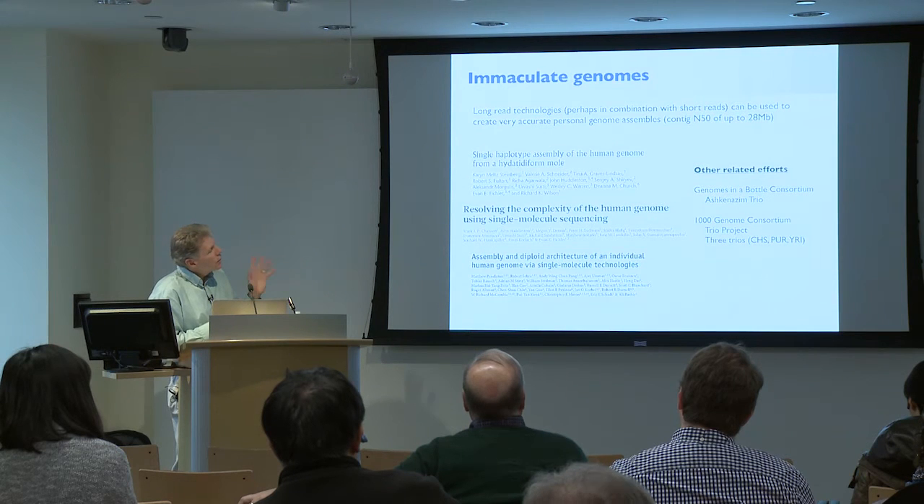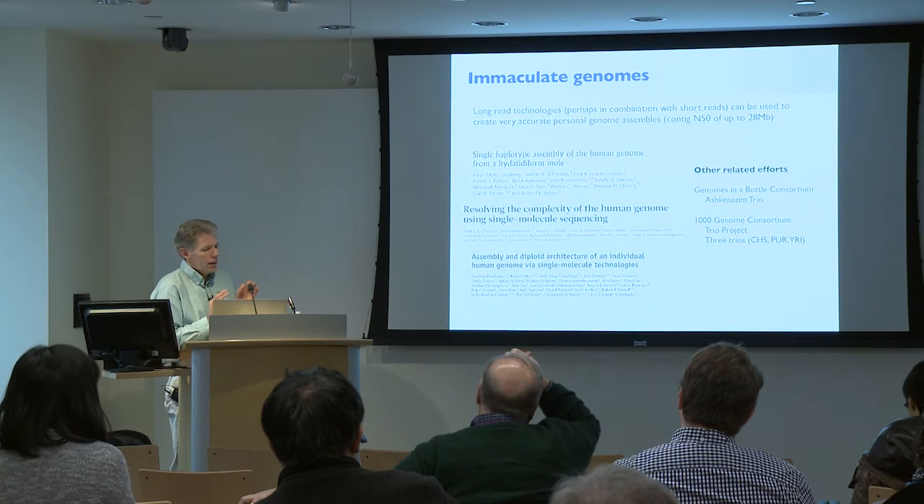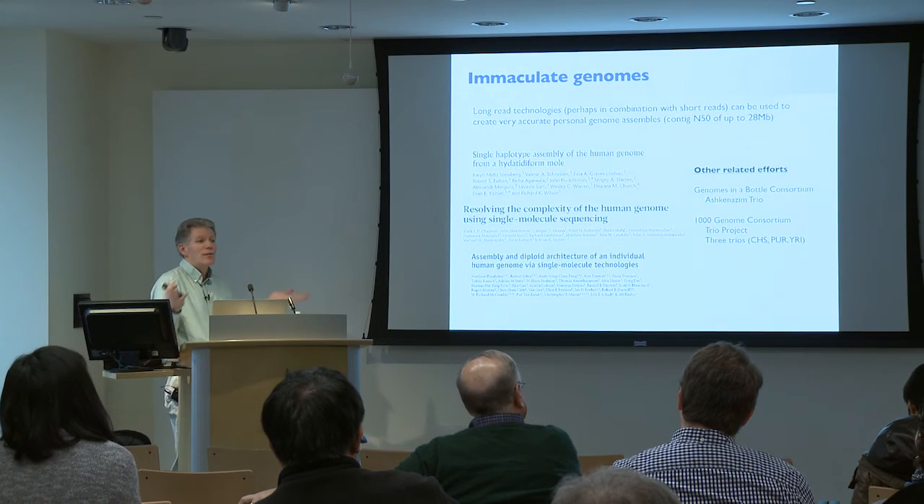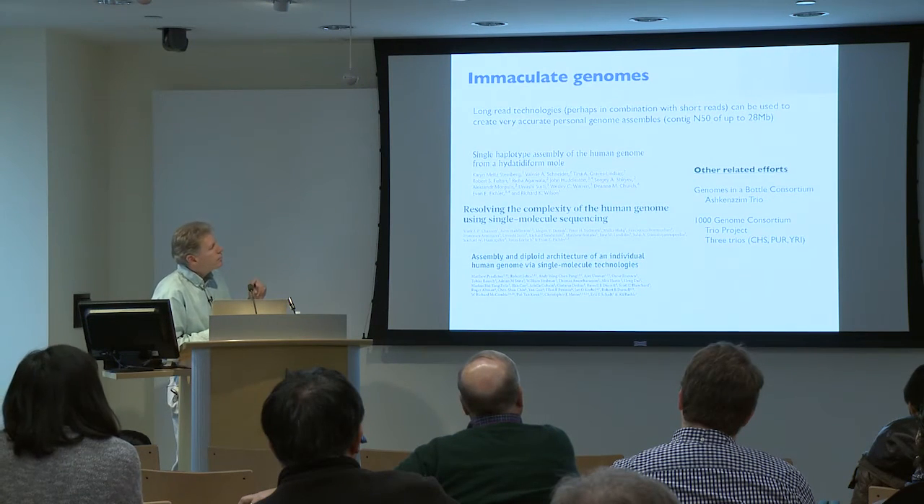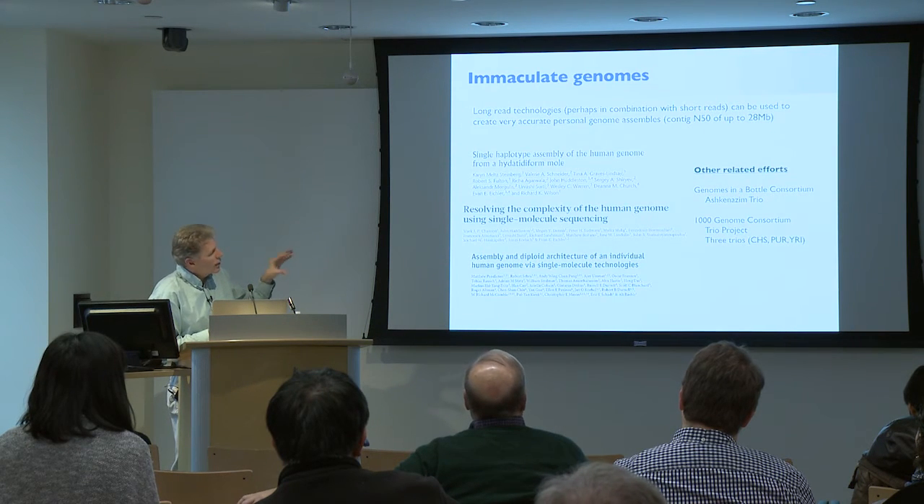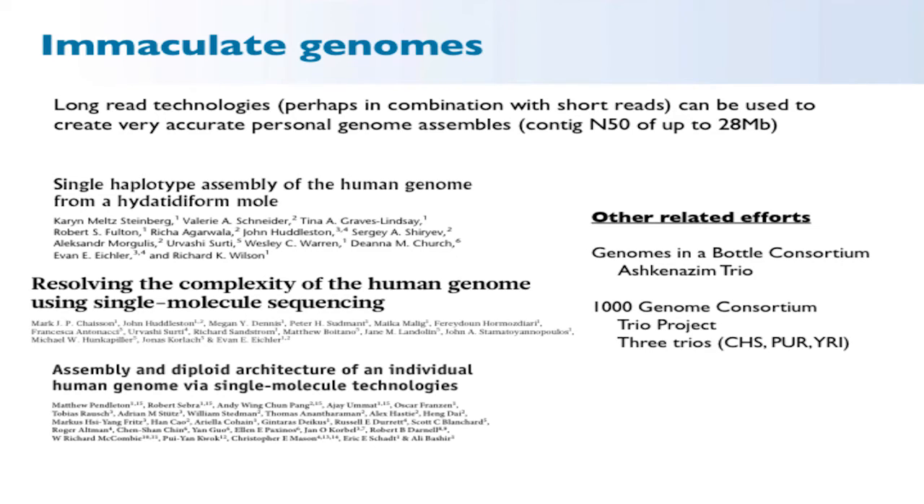But what's emerging is a lot of people working on projects where they're assembling and making very good genome assemblies, up to 28 megabase N50 contigs, which, if you're into assembly, is really, really good. It's almost a reference quality genome that people are making from individual genomes. So there have been several efforts looking at this, mostly doing single genomes, including using haploid hydatidiform moles.